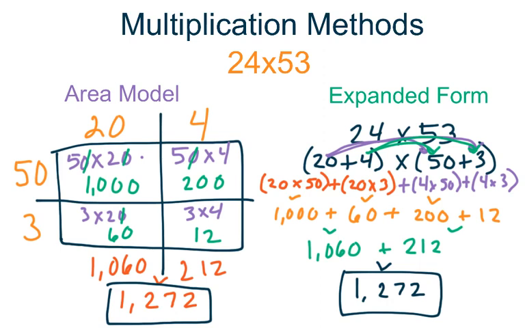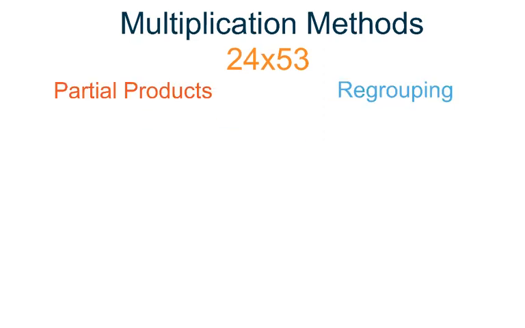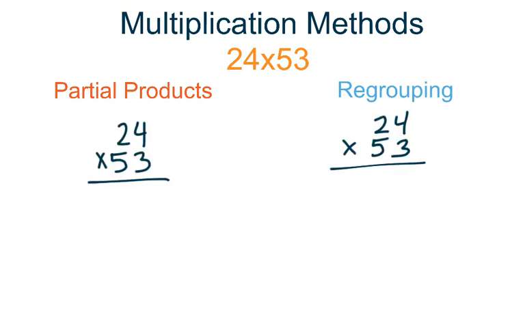Okay, let's take a look at our other 2 methods that we can use to multiply. We have partial products and we have regrouping, and these look somewhat similar, at least when we set them up, and then there's a few different steps for us to follow to solve these problems. We set both of these problems up vertically, so one number on top of the other. For partial products, we are going to expand our top number twice, so we're going to have 24, 24, and then we're going to multiply it times the expanded version of our second number.